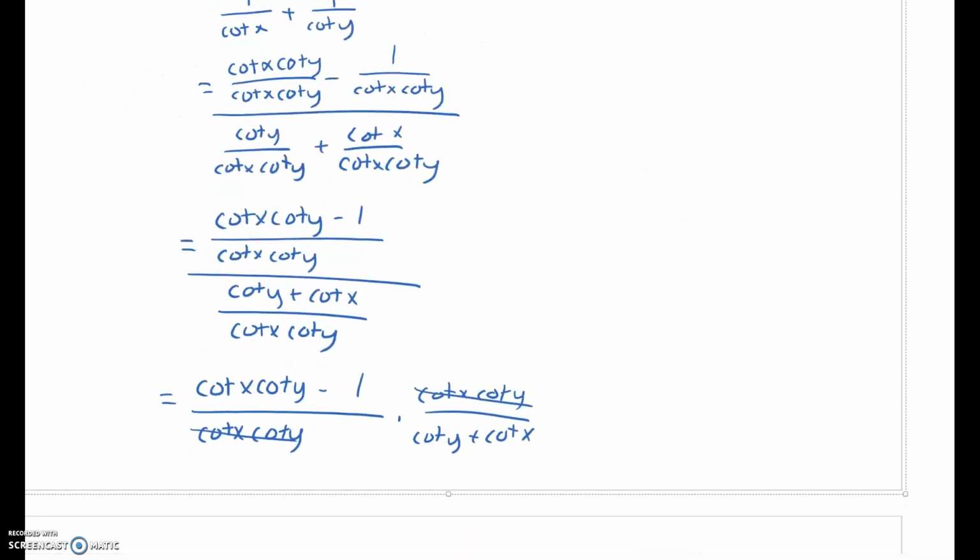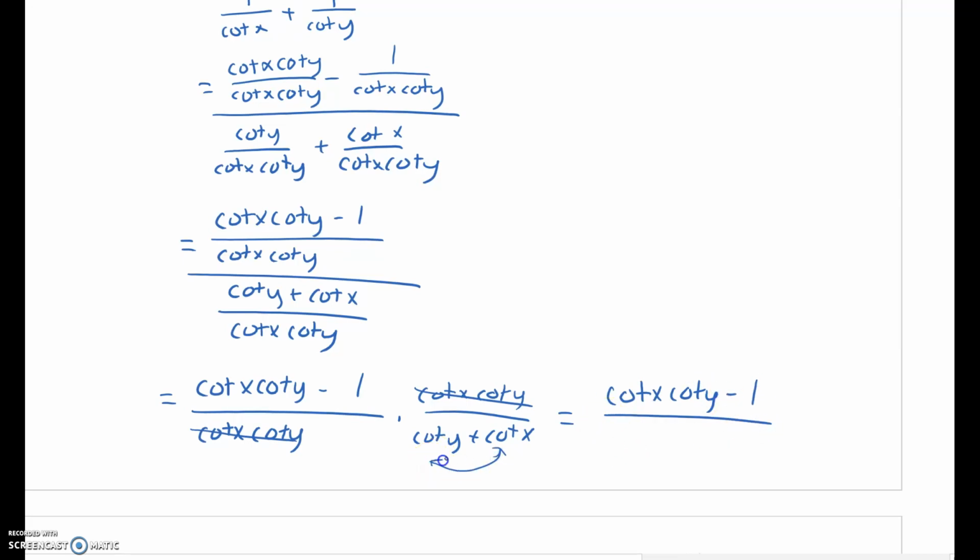So if we look at that, that's what we have. We just need to rearrange it. So you have cotangent x cotangent y minus 1 over, and I'm going to write this in the other order, right? You're adding, so you can do that. So you get cotangent x plus cotangent y. And then we are proven.